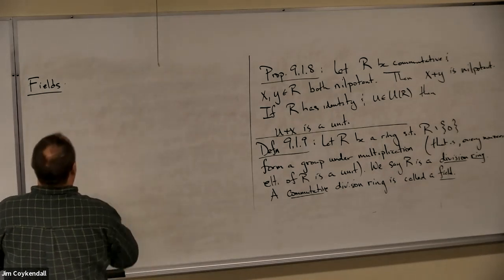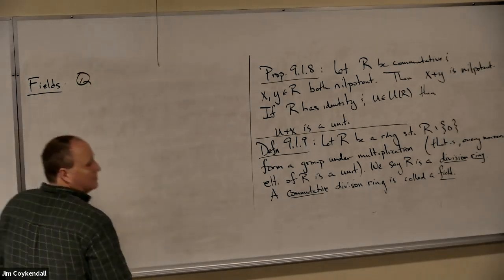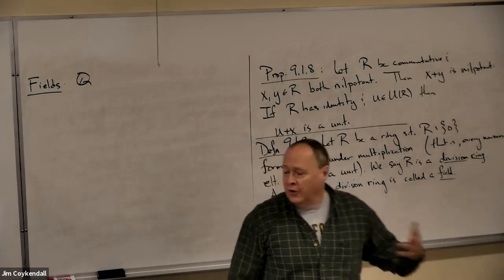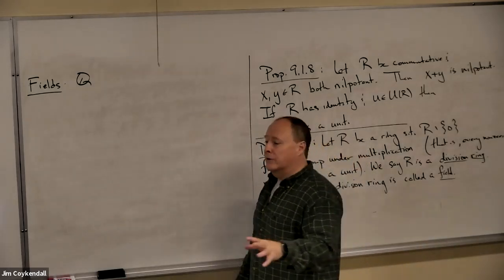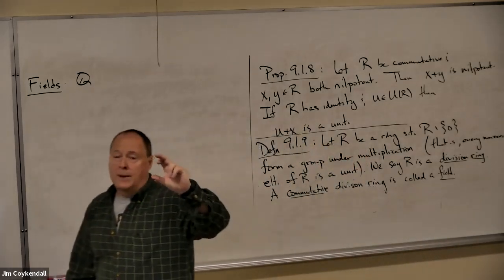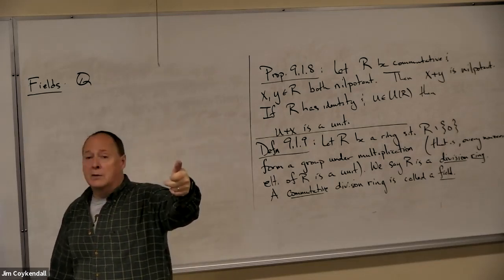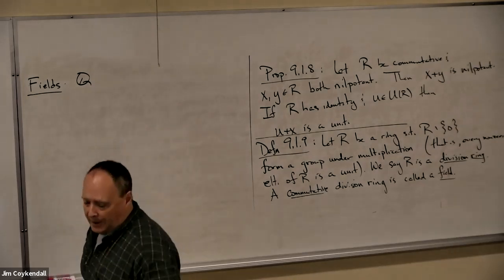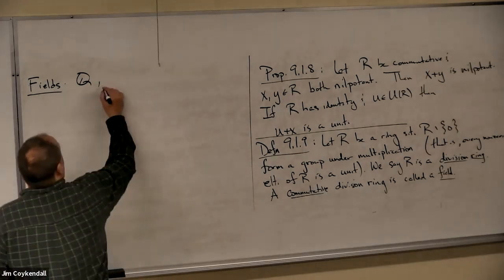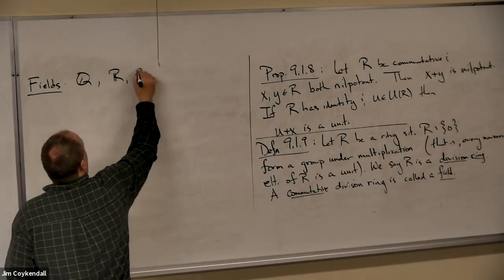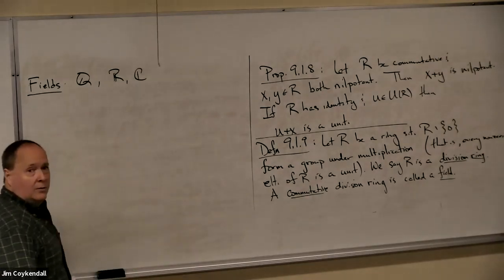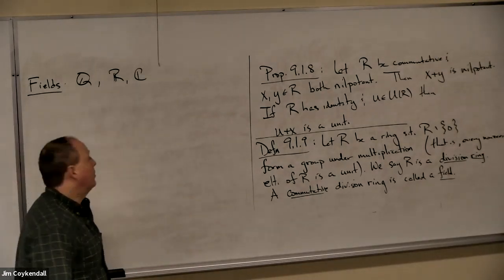Here, the rationals. If you yank out zero, the non-zero rational numbers are of the form A over B, where neither A nor B is zero. So your reciprocal B over A is still a non-zero rational number. The reals and the complex numbers are all fields that you probably encountered at some point or another.